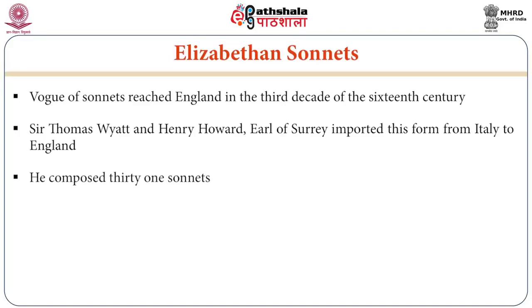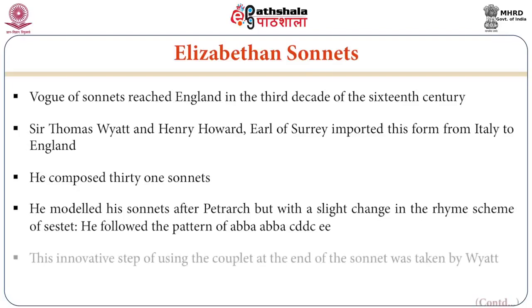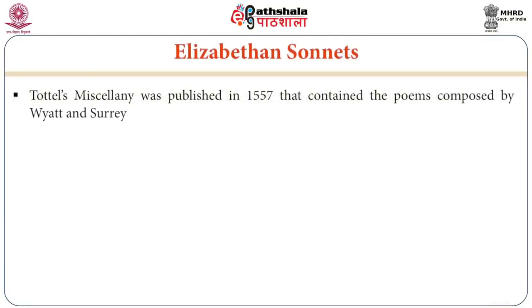He composed 31 sonnets. He modeled his sonnets after Petrarch, but with a slight change in the rhyme scheme of the sestet. He followed the pattern of ABBA, ABBA, CDDC, EE. This innovative step of using the couplet at the end of the sonnet is taken by Mr. Wyatt. Now, friends, we can never forget the publication of Tottel's Miscellany, as we have already stated, that contains the poems composed by Wyatt and Surrey.